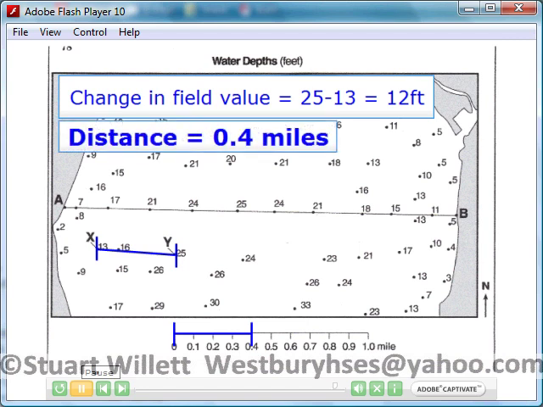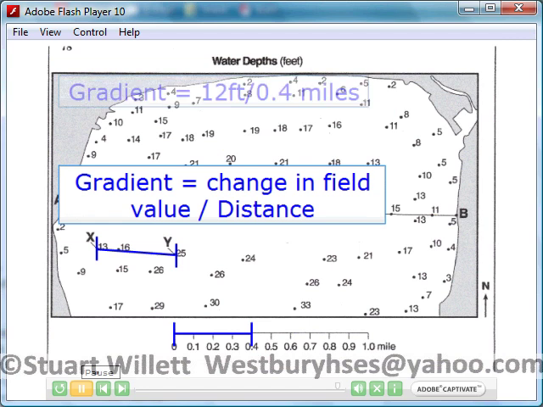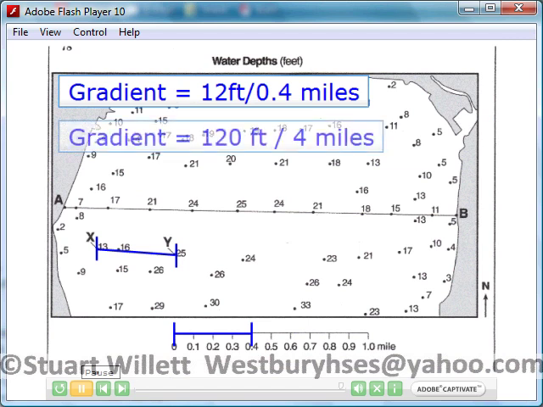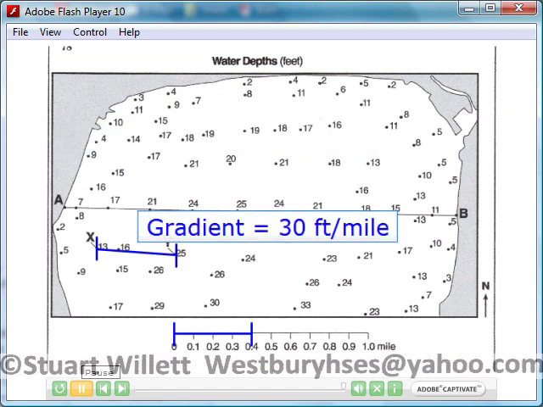So our equation for gradient is change of field value divided by distance. That's going to be 12 feet divided by 0.4 miles. Well, let's get rid of this decimal point, and so that would be 120 feet divided by 4 miles. 120 divided by 4 is 30, so the gradient is 30 feet per mile.